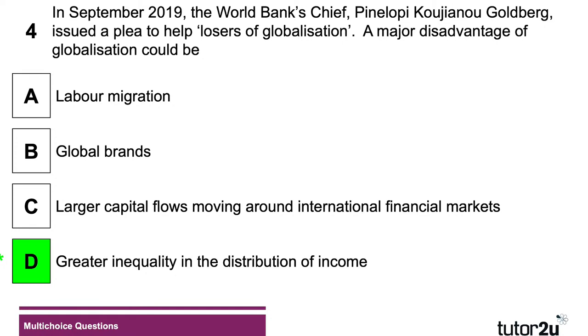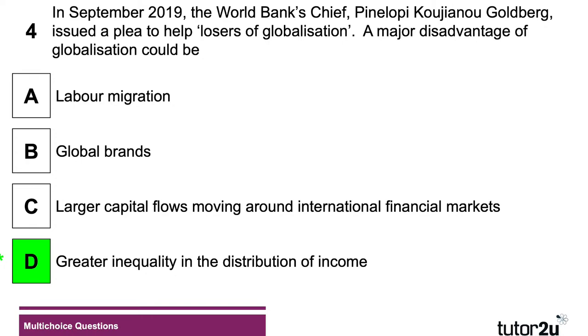So you could have been thinking about global brands, but maybe that could be a good thing. You know, it's certainly a feature or something that's come out of globalization, but that could turn out to be a good thing. The larger capital flows moving around international financial markets, that should actually be a good thing as well. Labor migration could happen, and that could be a good thing, or it could be a bad thing. It may cause a brain drain in the country that people are moving away from. Skilled workers, but it could equally be a good thing. So the major disadvantage is likely to be the greater inequality in the distribution of income there.